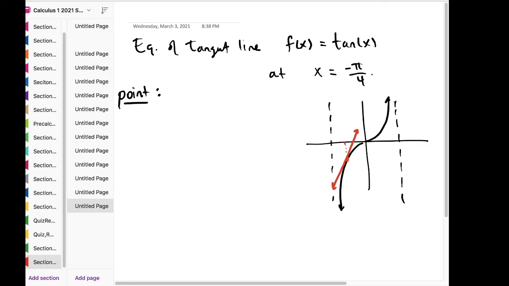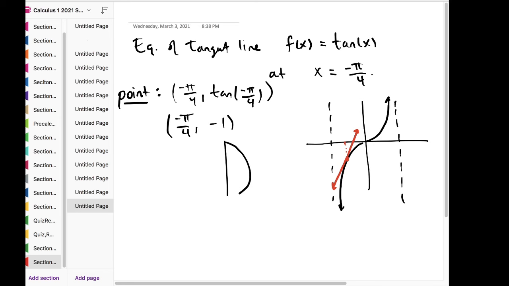Yeah, so it's negative pi over 4, comma, tangent of negative pi over 4. And good, remember it's negative 1. And let's just remind everyone else why it's negative 1.